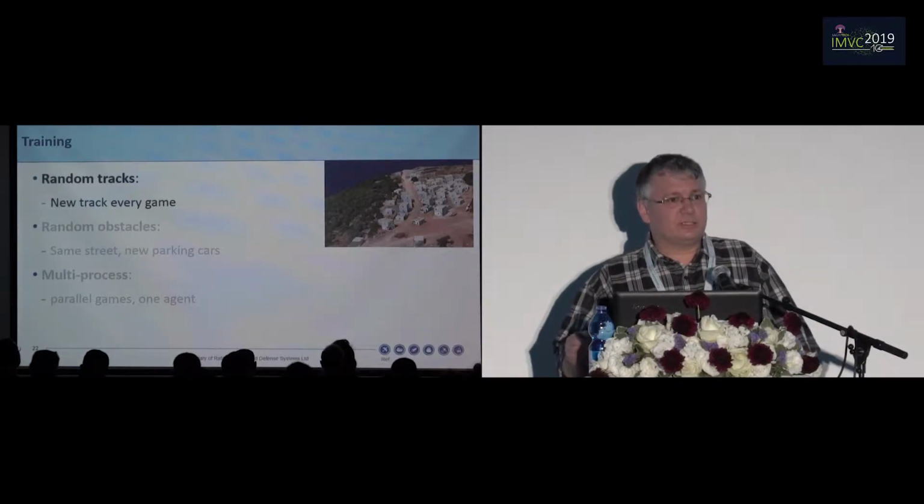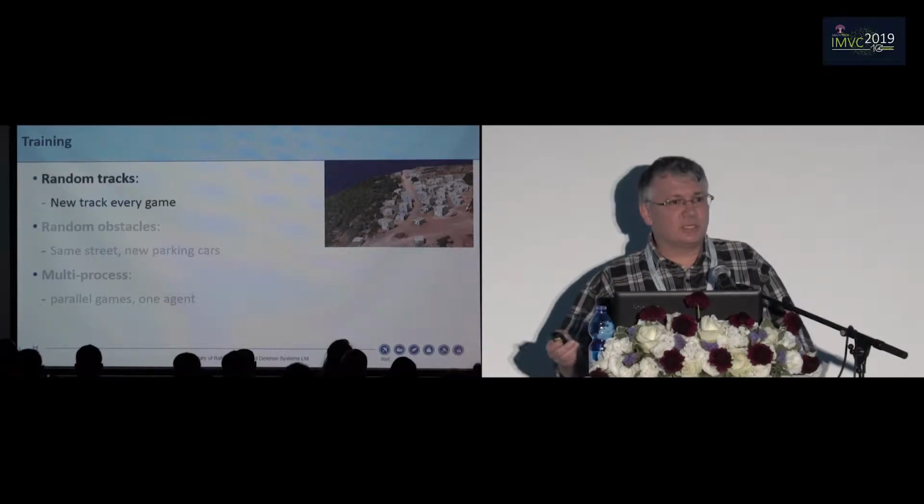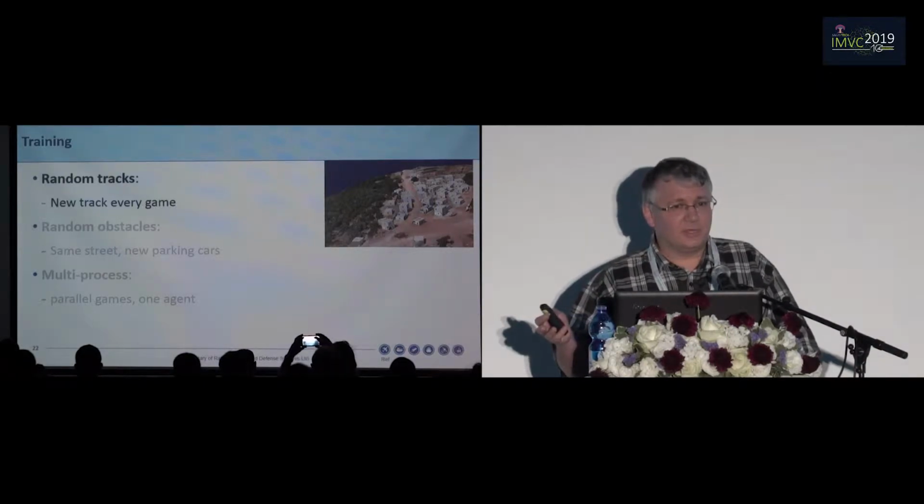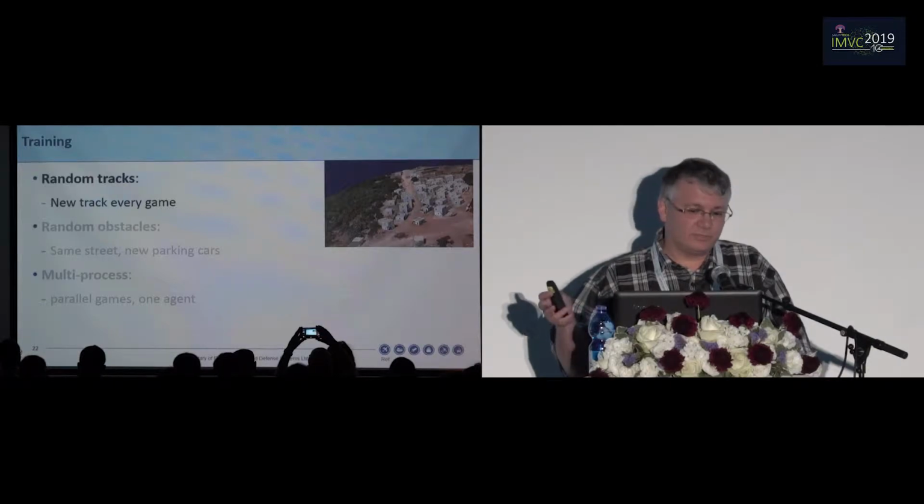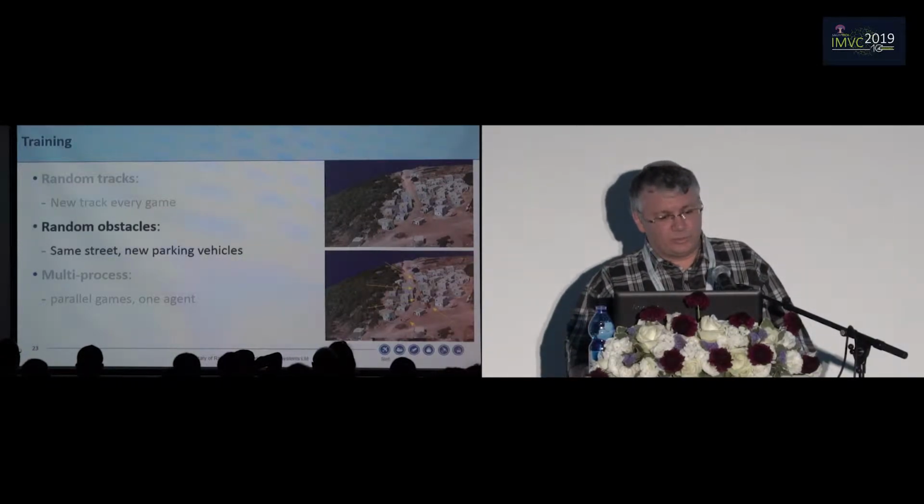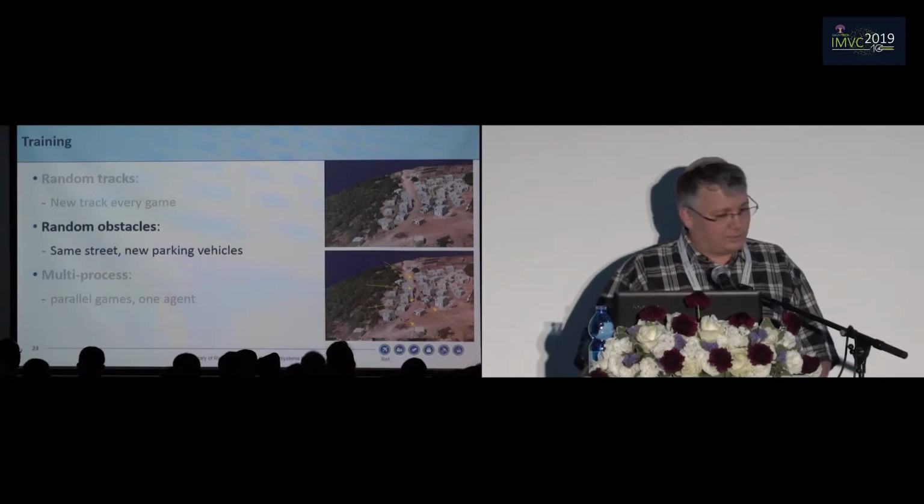And some other details. We use random tracks. Each game starts from a different location and ends in a different location, so our agent will know how to drive in all the trails of the model. We introduced random obstacles, like you can see with the yellow arrows.